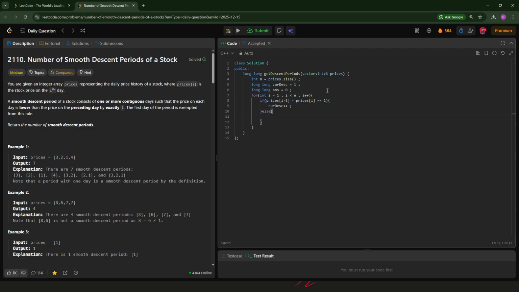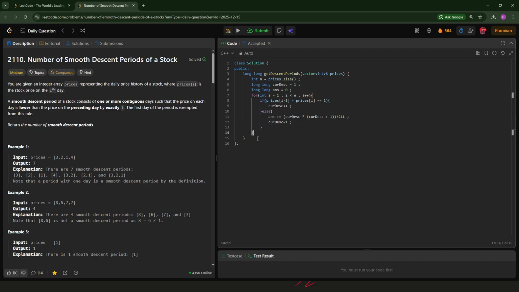Else it has broken the valid descent which was happening before, so we reset it back to 1. But before that, we need to calculate how many valid smooth descent periods we can form for the current descent which we had, and add it to the answer. Then we reset it back to 1. For that, we add to the answer n into n plus 1 by 2, where n is the current descent which we had, that is current descent into current descent plus 1 by 2. After this, we reset current descent to 1.